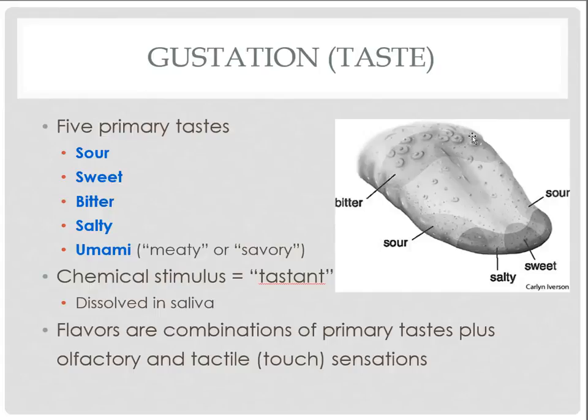Now, bitter is typically tasted on the very back of the tongue. The last one of all of these is umami, and umami is a Japanese term that means meaty or savory. It doesn't have a specific location, and when they were studying the sense of taste back then, they described umami as unlike any of the other 4 primary tastes, in that it doesn't have a specific location on the tongue, and that it's not as sharp. It rolls over the tongue and has a very different palatable characteristic than the other 4 primary tastes.